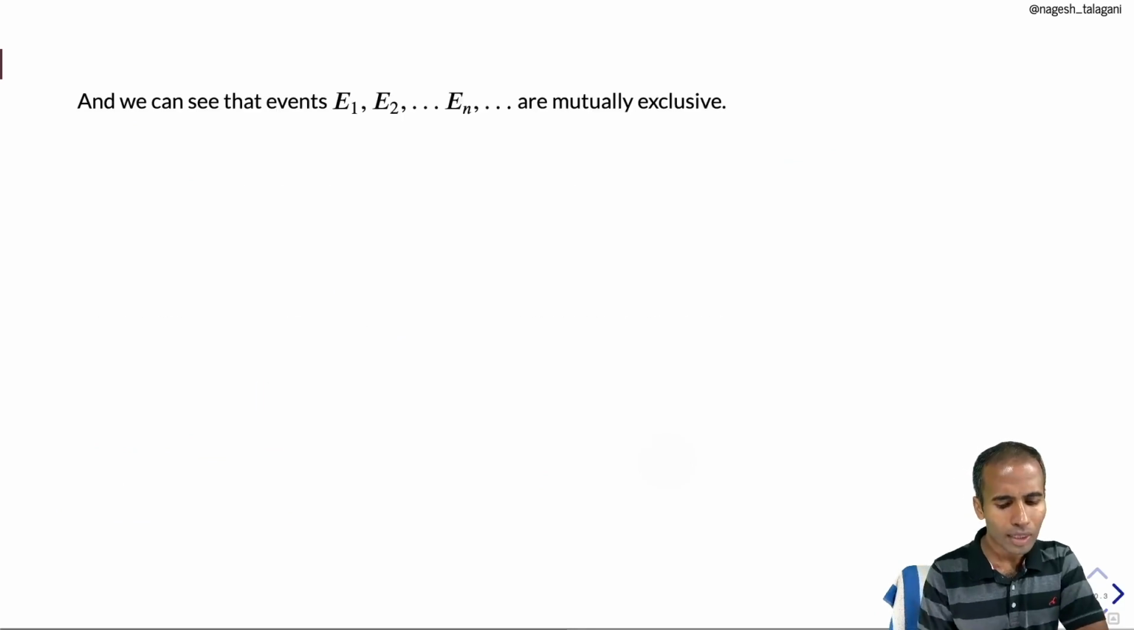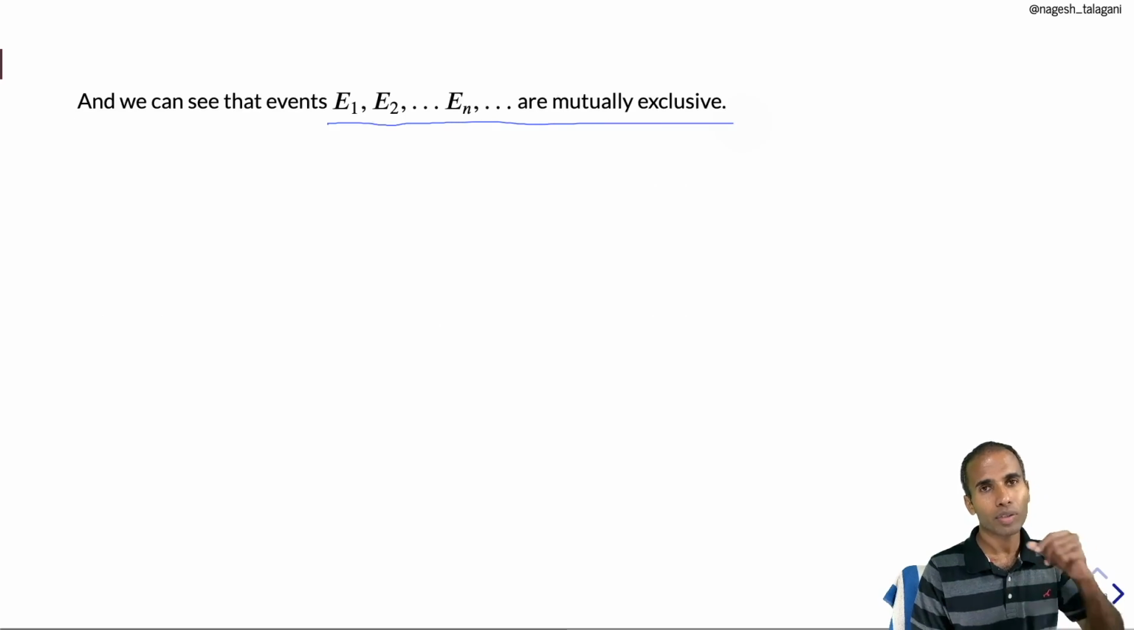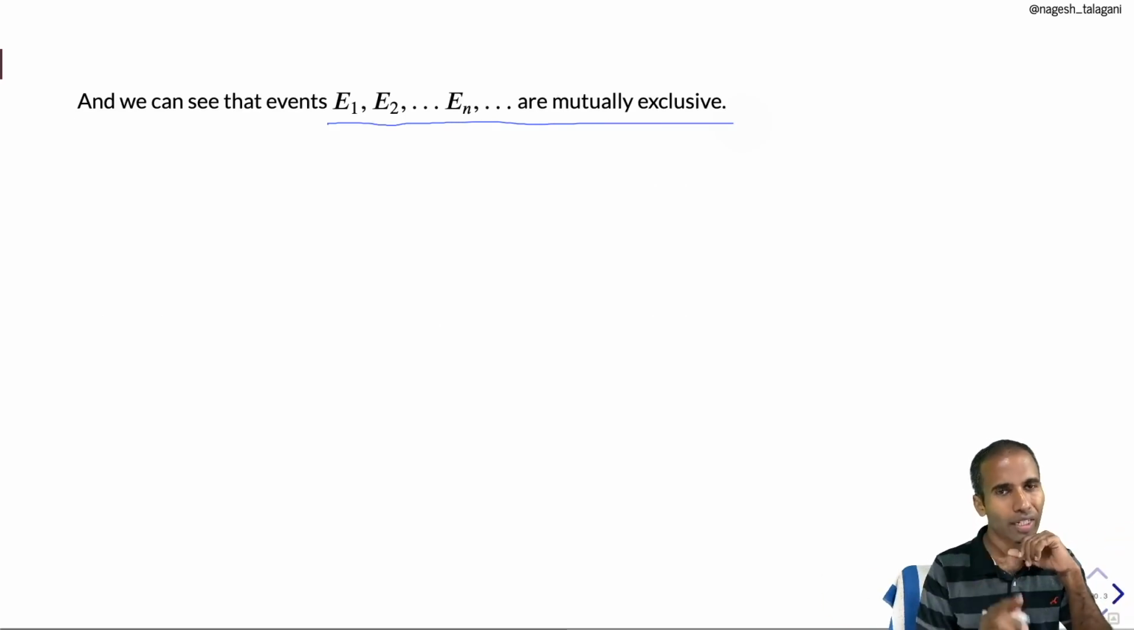Now we can also see that E1, E2, and so on, En are mutually exclusive. We don't see two happening simultaneously; at most one will happen. You can just verify that.